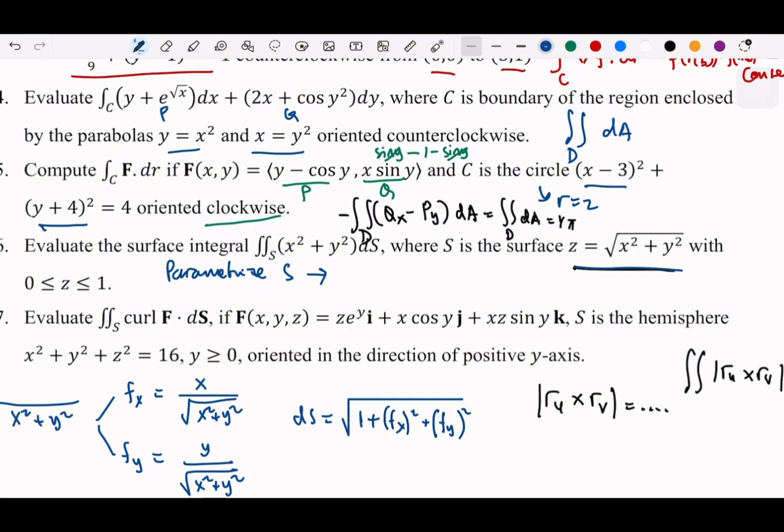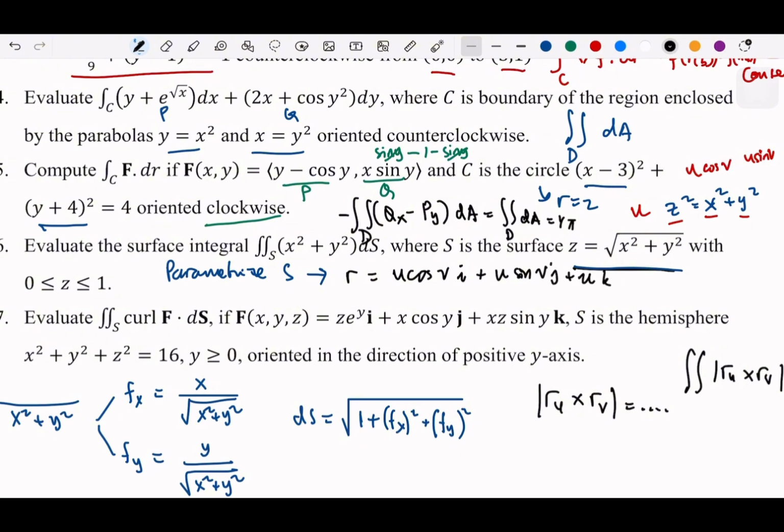Because Z squared is X squared plus Y squared, X and Y can be related. For example, if Z is U, then X will be U cosine V, and Y is U sine V, so that they are connected, right? So we can write the R for these conditions: U cosine V i plus U sine V j plus U k.